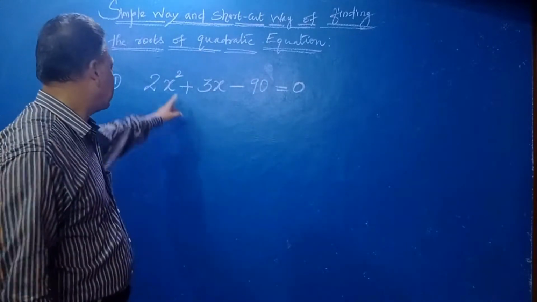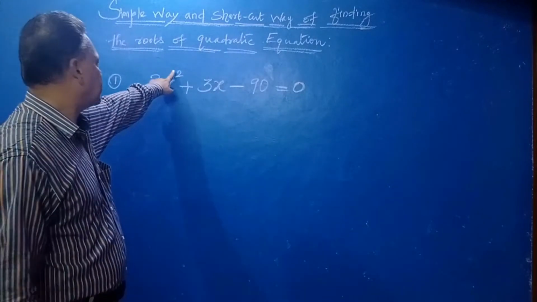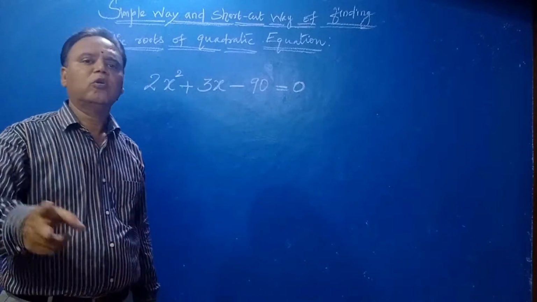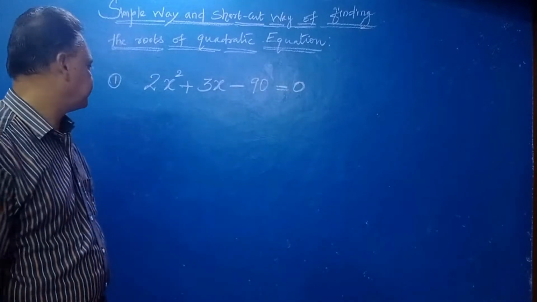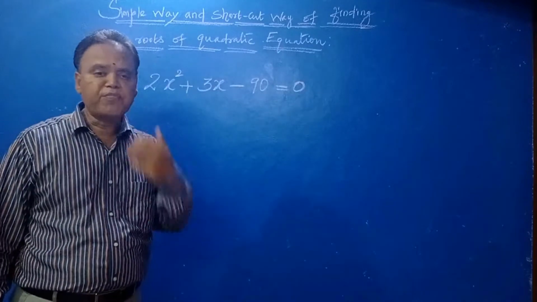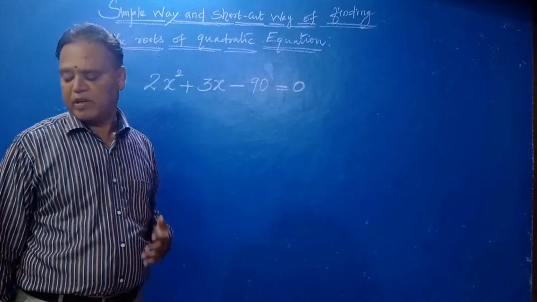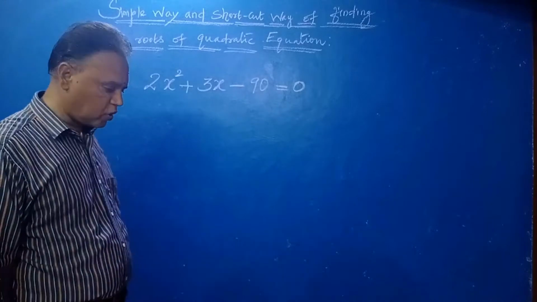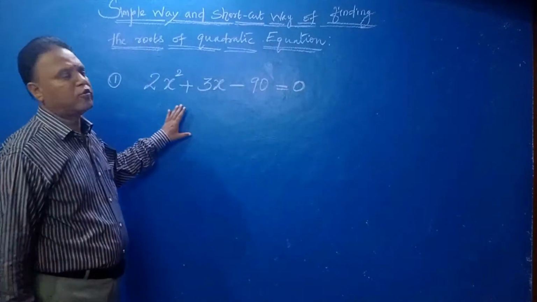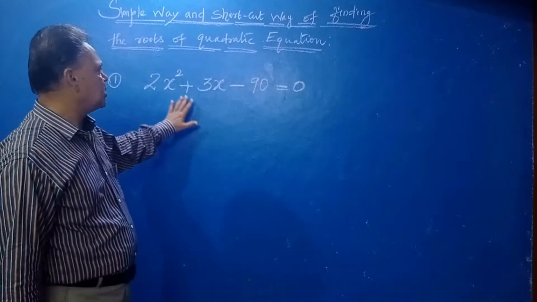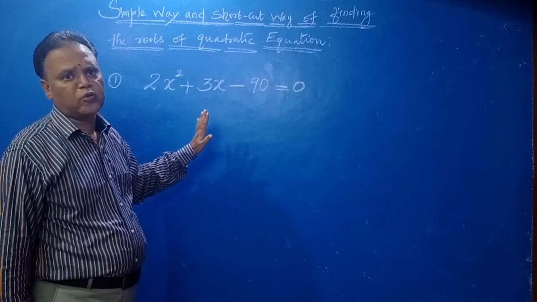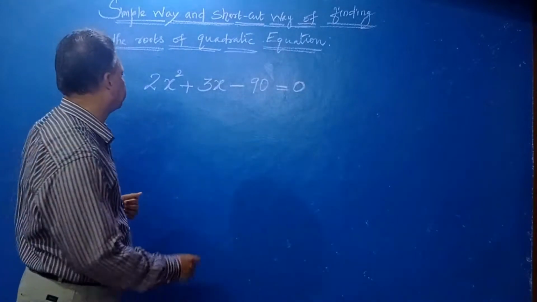Since it has degree 2, you have two roots. Clear? So now we will find a very simple, shortcut way to find the roots of a quadratic equation. First, as usual, you have to use splitting the middle term. That method only, but in a shortcut way.